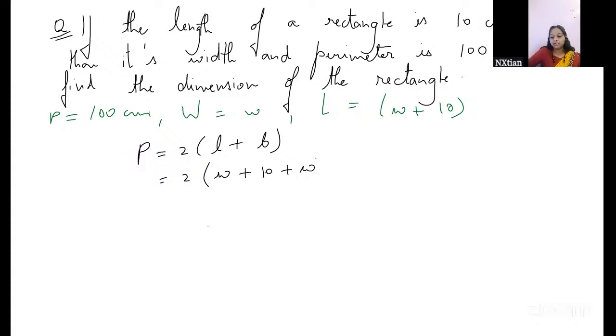Yes, Edric. Is the breadth 20 centimeter? Yes, Edric. Breadth is 20 centimeter.